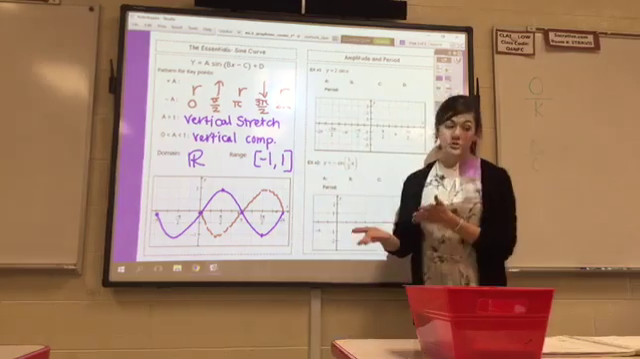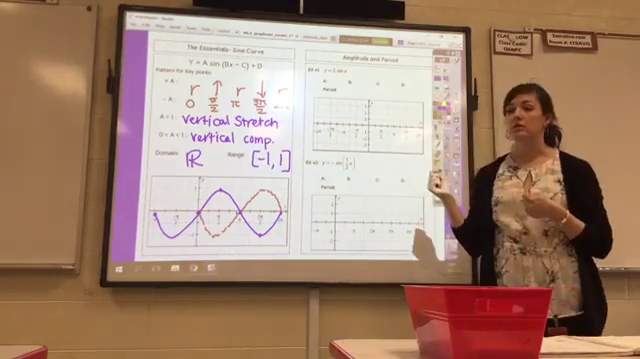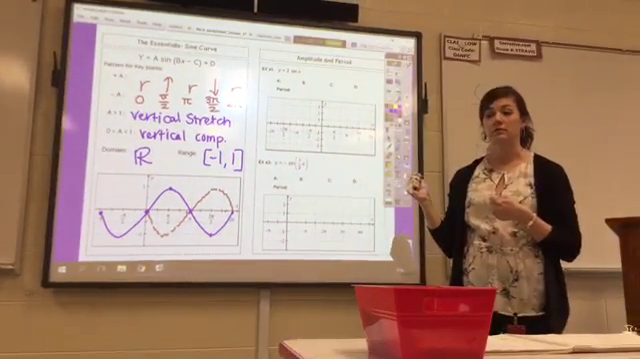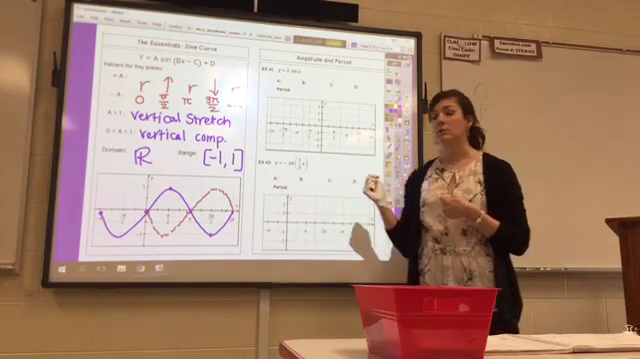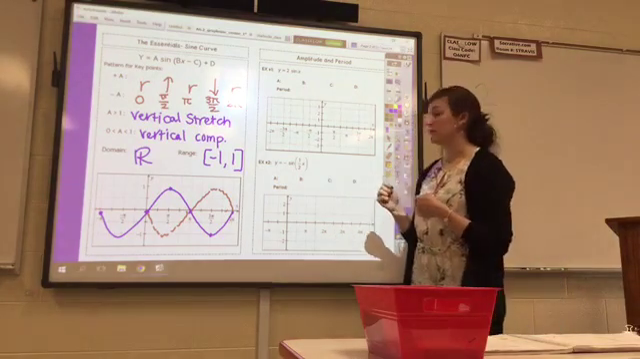Okay, turn the page, and we're going to do example 1 and 2. Turn the page real quick before we talk about cosine. Okay, turn the page, and we're going to do example 1 and 2 together.